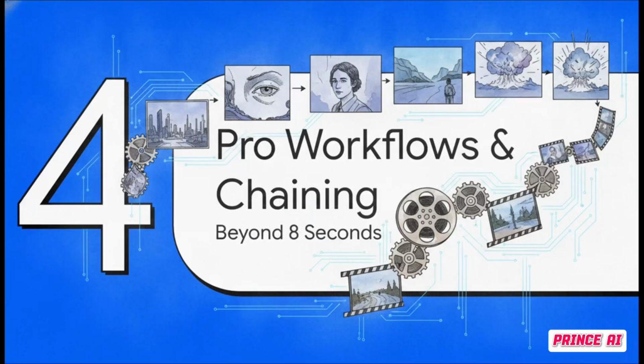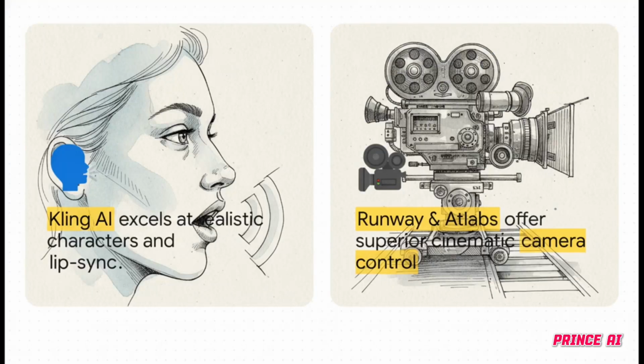Which brings us to our final section, pro workflows and video chaining. This is how the professionals bypass those frustrating 5 to 8 second generation limits to build full, coherent, multi-shot narratives. First, you've got to know your tools, because no single model is perfect for everything yet. Kling AI is currently superior for realistic characters, accurate lip sync, and neutral dialogue scenes. But platforms like Runway or AtLabs offer a much more robust suite of tools for cinematic camera control and localized motion. Pro studios don't just use one generator. They utilize different models for different requirements on their shot list.